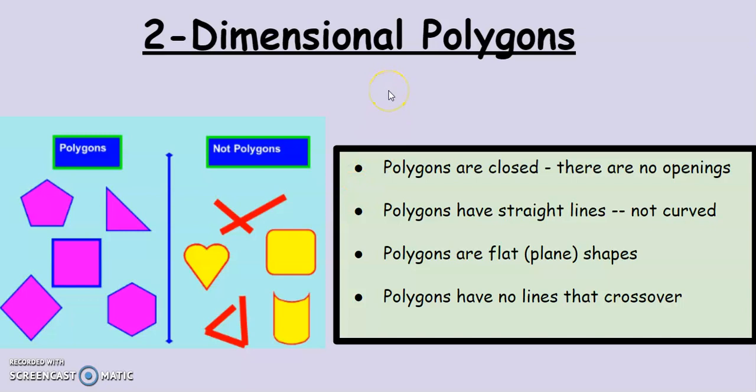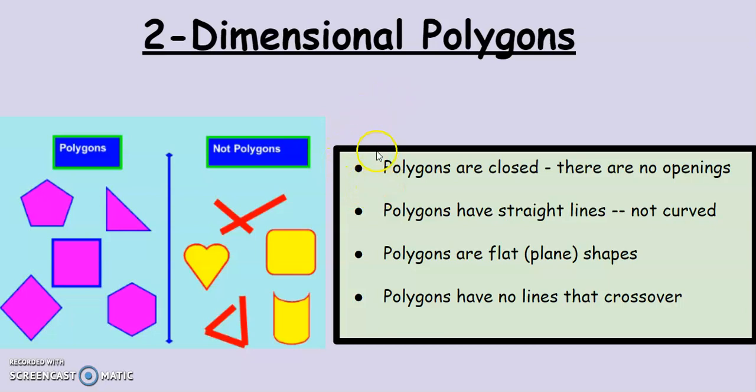Our job today is going to be to decide what makes a shape a polygon and what happens in shapes that mean it's impossible for it to be a polygon. All polygons have four things in common. They have four characteristics, and we're going to talk about all four of those.